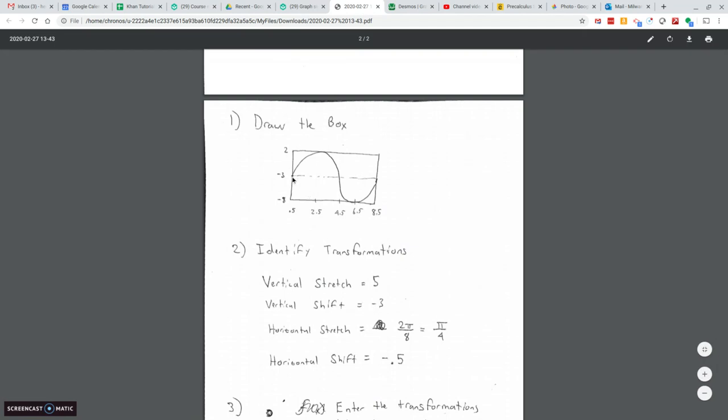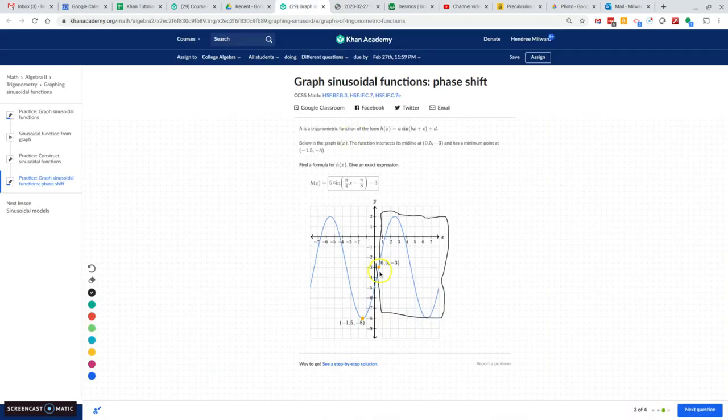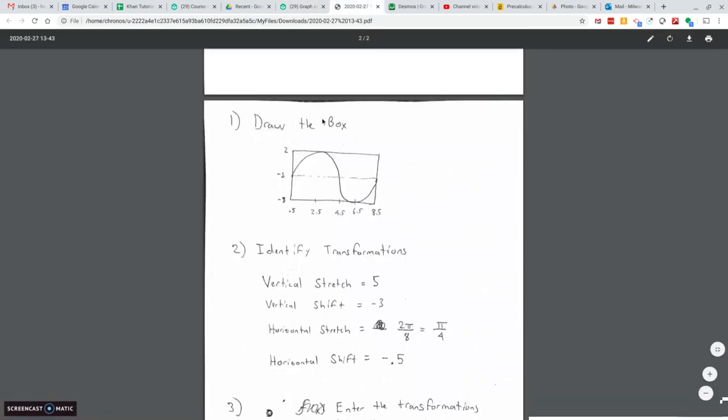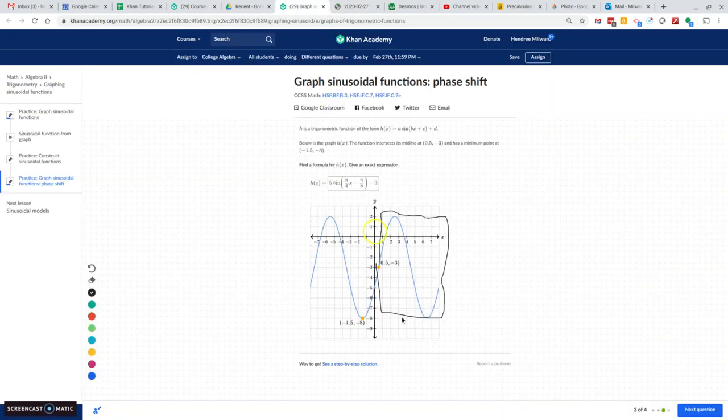The midline is at -3. If we go back to the graph, you can see the midline of the graph here is at -3. It goes up to 2 and down to -8. So I've got that on my box here, going from 2 to -8. And then the period, I start at 0.5. That's the easy part, right? The x is 0.5 at the starting point.